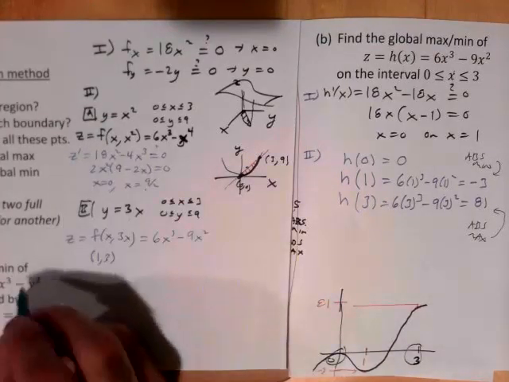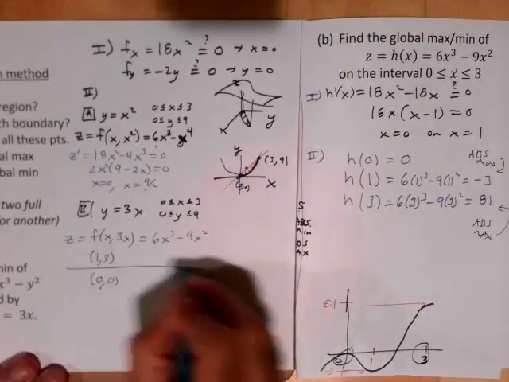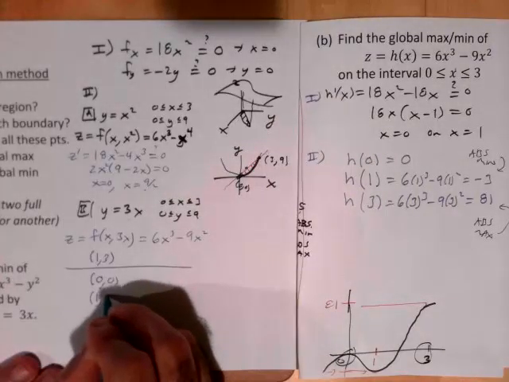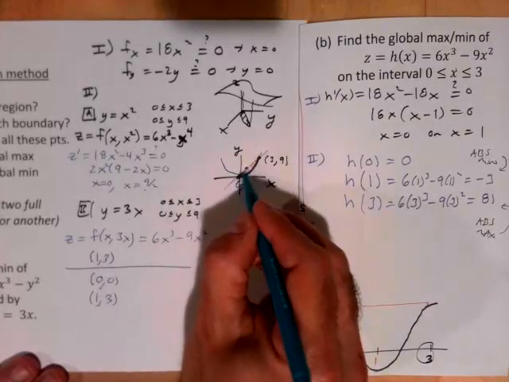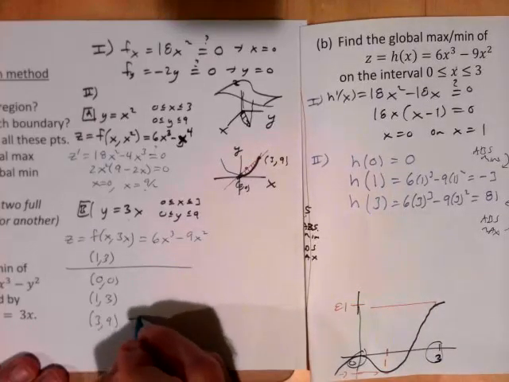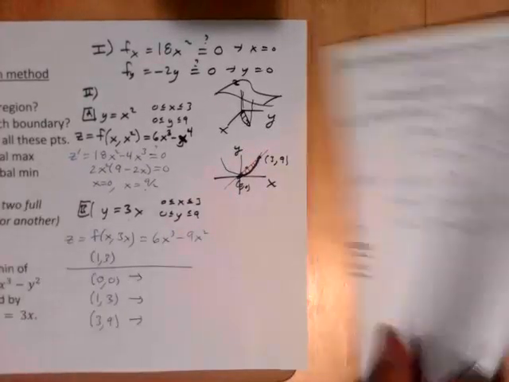And so when all of this is done, what have we learned? I need to consider the point 0, 0, because it's an endpoint. It happens to also be a critical point. We need to consider the point 1, 3, because it's a point on this boundary that could be a max or min. And we need to consider the point 3, 9. And we need to see who wins. Who gives the biggest output?